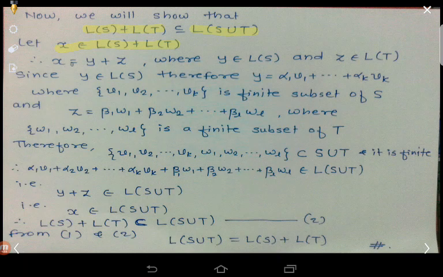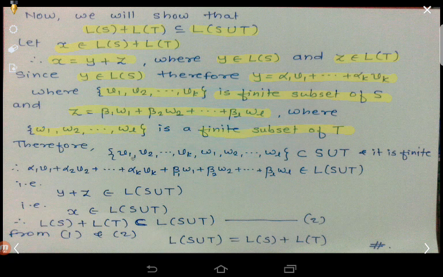Now this X can be written as Y plus Z, where Y is a member of L of S and Z is a member of L of T. Since Y is a member of L of S, means linear span of S, that Y can be written as a linear combination alpha 1 V1 plus alpha 2 V2 plus up to alpha k Vk, where V1, V2, up to Vk is a finite subset of S. Similarly, Z is a member of L of T. Therefore, Z can be written as a linear combination of W1, W2, up to Wl, where this set W1, W2 up to Wl is a finite subset of T.